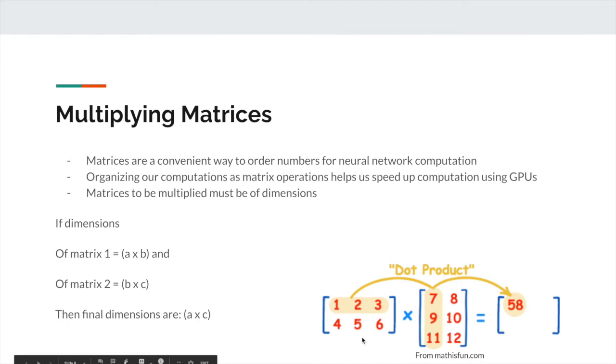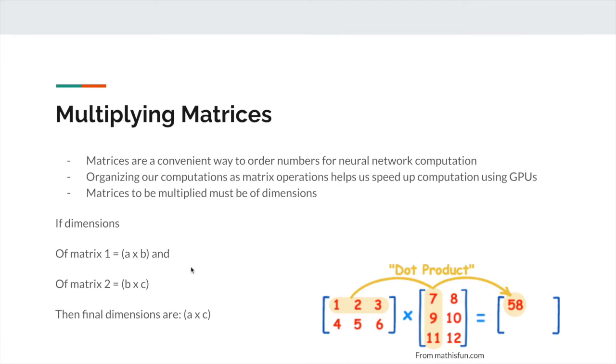And so you can't multiply any two matrices together. The dimensions have to match in the sense that, if matrix 1 has dimensions A and B, where A is the number of rows and B is the number of columns, and then matrix 2 has the dimensions B and C, where B is the number of rows and C is the number of columns, then you can do it, right? If this matches with this, then you can multiply two matrices, and then the resulting dimensions of the final matrix are A, C.